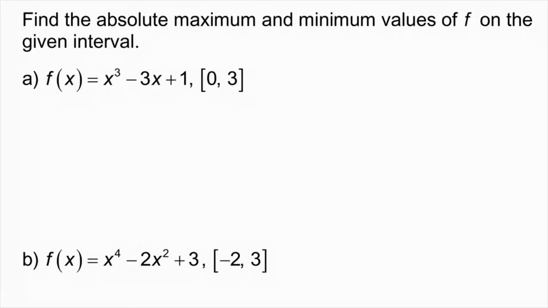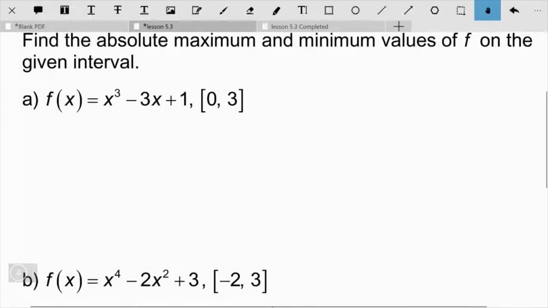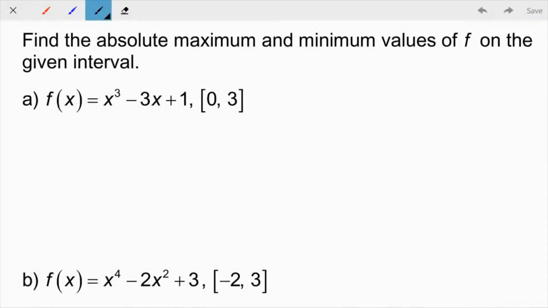So it says find the absolute maximum and minimum values of the function on the given interval. And we have this function x cubed minus 3x plus 1. We're looking at the interval 0 to 3. Okay, so what I'm going to do here, remember, we need to look at critical points and endpoints.